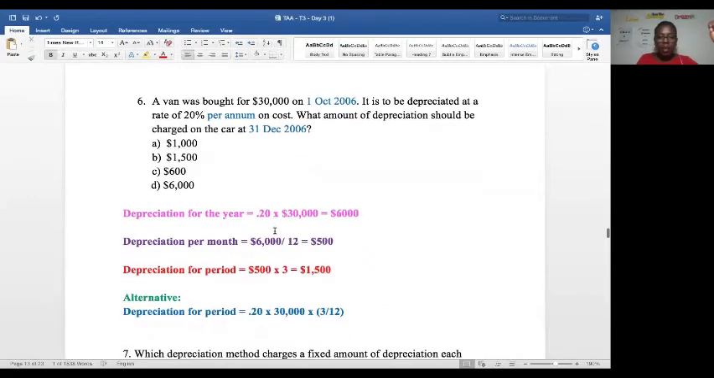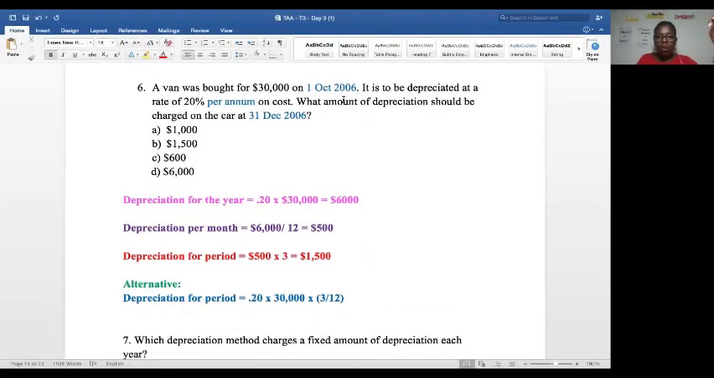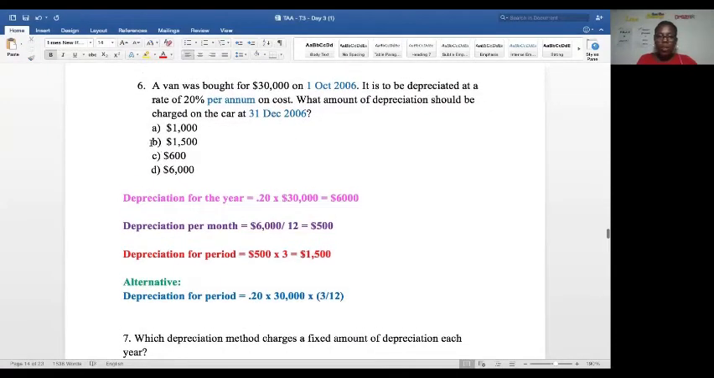Number 6, a van was bought for 30,000 on the 1st of October 2006. It is to be depreciated at a rate of 20% per annum on cost. What amount of depreciation should be charged on the car at the 31st of December 2006? So I highlighted the 1st of October 2006, per annum, that means per year, and the 31st of December 2006. We are not going to find the depreciation for the whole year. They just want the depreciation for the 3 months that we had the car. 1st of October, so October, November, December, 3 months, right?